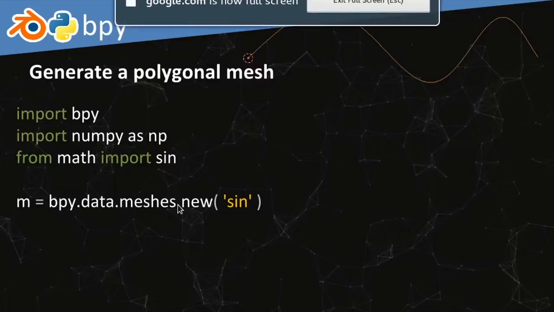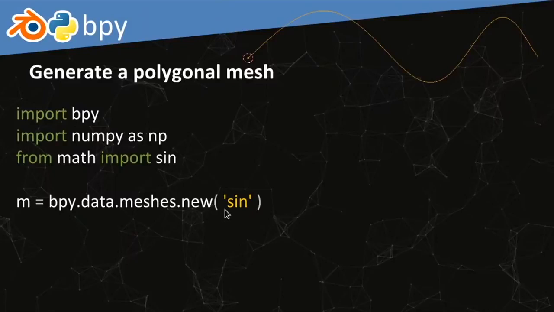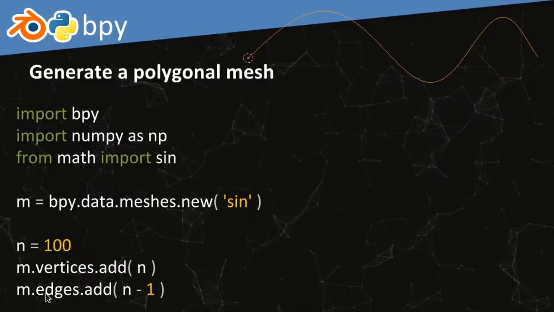And we have a new function to create a new mesh, and it returns that mesh right here to this reference m. Now we have 100 vertices that we want to create, so we access the mesh within m and go to the vertices collection. Because it's a mesh, it already has a vertices property or collection, and then we call the add method with the number 100 to add 100 new vertices. And then we also want to add edges, but in this kind of a line, we need one less edge than the number of vertices we have, or n-1. So we create 99 edges for the 100 vertices that we have.